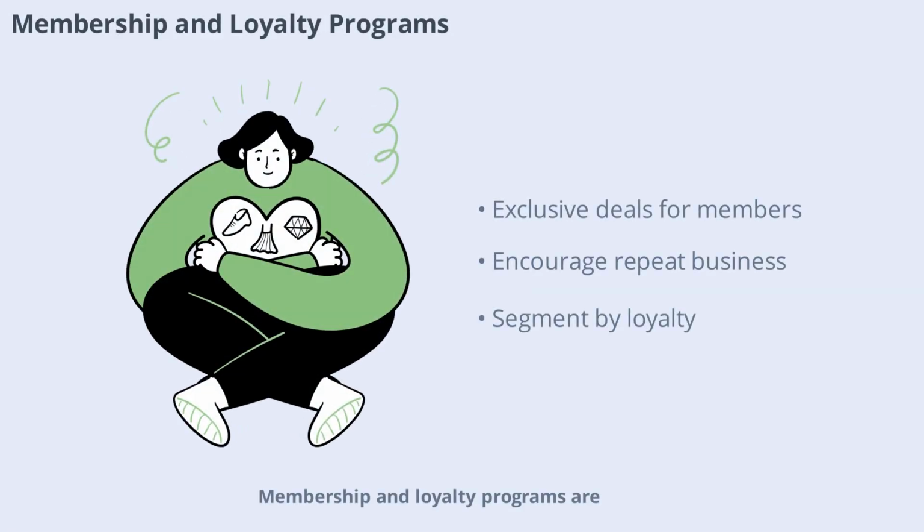Membership and loyalty programs are another way firms practice price discrimination. By offering special deals or points to members, companies can reward frequent customers and encourage repeat business. These programs often provide exclusive discounts or early access to sales, allowing firms to segment their market and offer different prices based on customer loyalty.